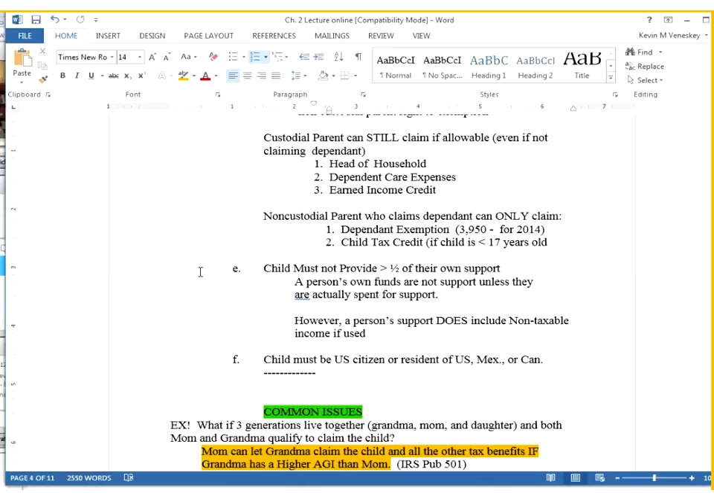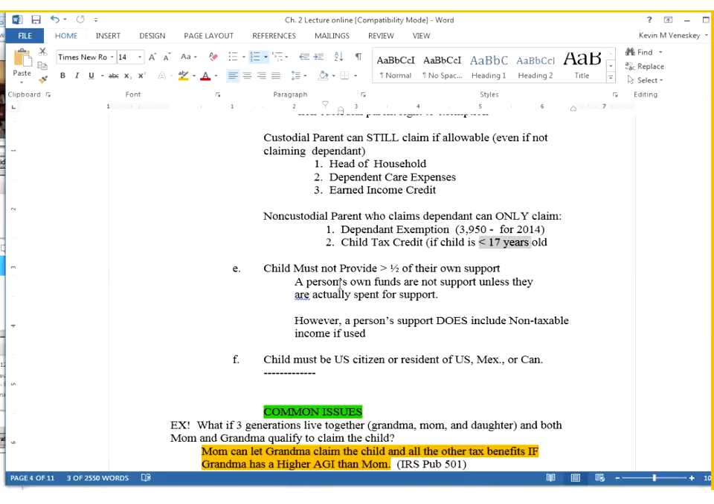Again, if you're married, there's no need to ever claim head of household, because married is better yet. You get more deduction. The custodial parent gets to claim the earned income credit. Notice that the non-custodial parent only gets to claim these two items that I have highlighted here. They get to claim that exemption, the $3,950, and they get to claim the child tax credit.